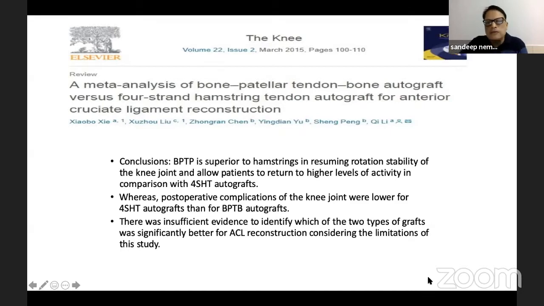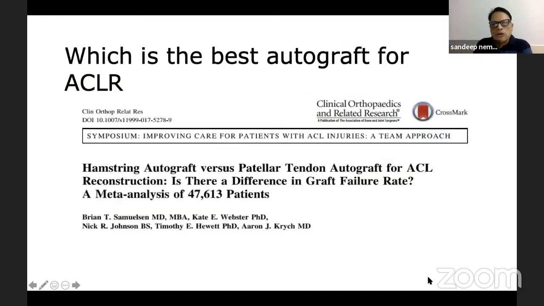I think the next one, which is published in Clinical Orthopaedics and Related Research, is the most interesting one, and this is what is more clinically relevant to us because it gives the number needed to treat for failure.